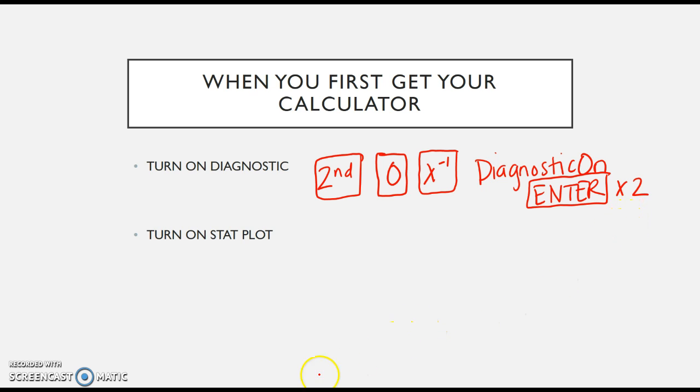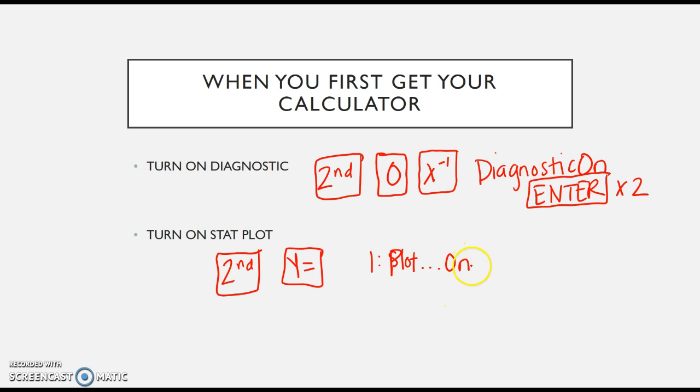We also want to turn on our stat plot so that when we go to graph and we tell our calculator to adjust the window, it knows which plot that we're using. So to turn on your stat plot, you just go second, y equals. And it's going to have the option where it'll say 1, and then it'll say plot, and something dot, and it'll either say on or off. We want it to say on.